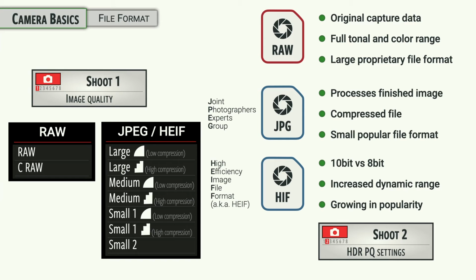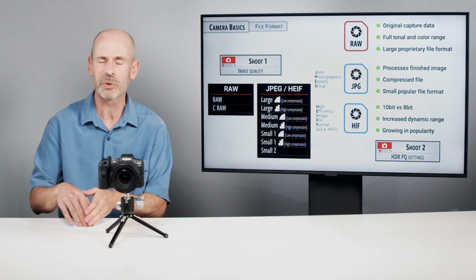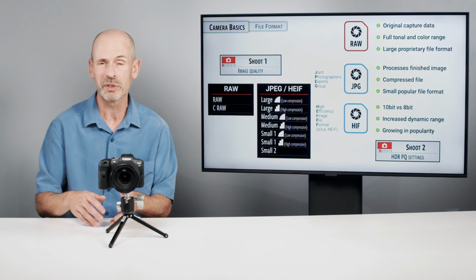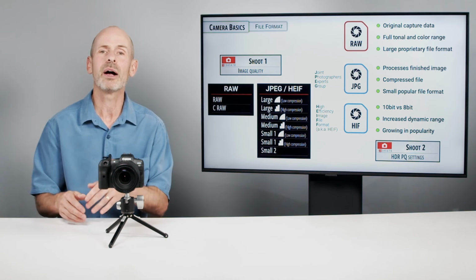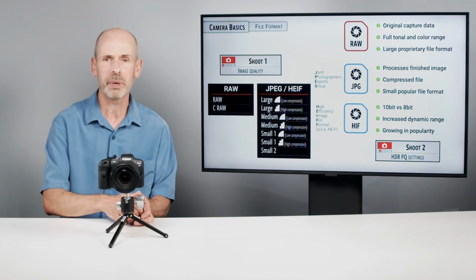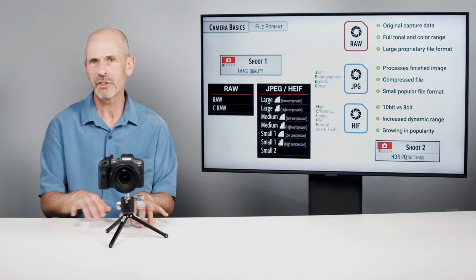In order to get there, you'll notice that when you dive into the menu, which we'll do here in just a moment, it doesn't just say HEIF as an option on there. You actually have to go into shooting menu number 2, go to HDR PQ settings and turn that feature on. I'll talk about more of that when we get to section 12 in the menu. But that allows you to shoot HEIF instead of JPEG. And you can't shoot JPEG and HEIF at the same time.